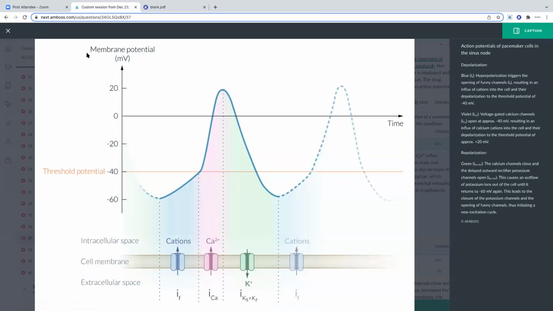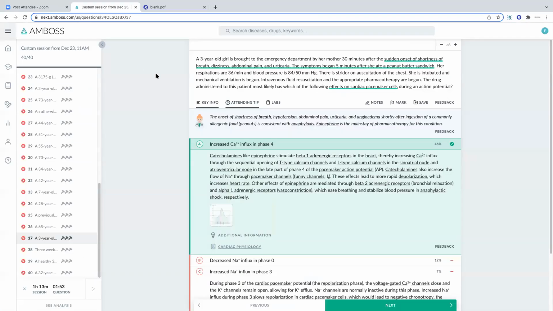Are we clear about number 37, Dr. Ithar? Epinephrine, what does it have to do with the calcium channel? Is that what you're saying? Not really. So first and foremost, let me talk about this one more time.